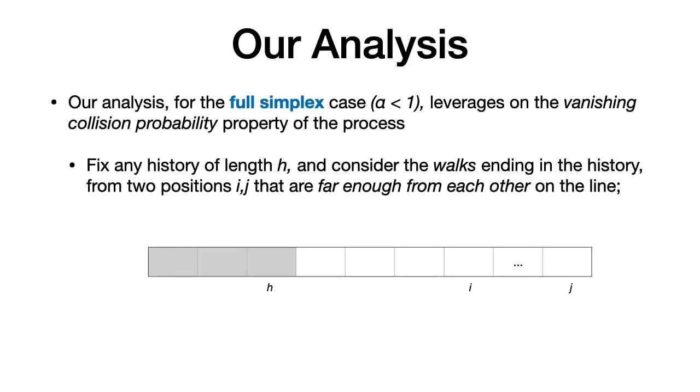So now let me tell you a little bit about our analysis for the full simplex case, so for alpha at most 1. The analysis leverages what we call the vanishing collision probability property of our process. What's this property? So fix a history of length h and consider the walks ending in the history, starting from two positions i and j that are far enough from each other on the line. So maybe look at position i on the line and consider the walk that goes from i to the first position in the history, and do the same from j.